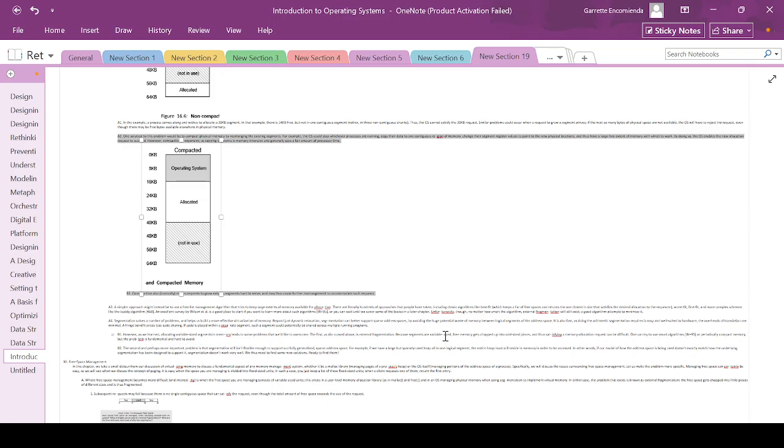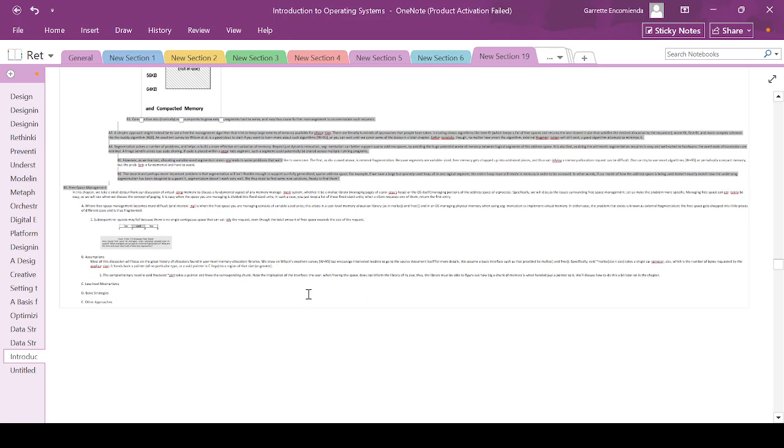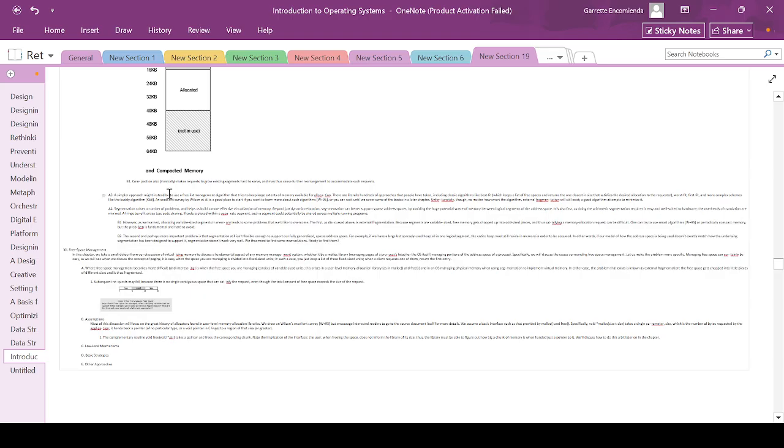Though there's a workaround. It's not that it cannot allocate if the contiguous space is not available. However, compaction is expensive, as copying segments is memory intensive and generally uses a fair amount of processor time.